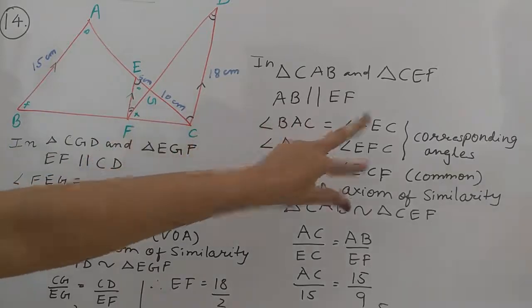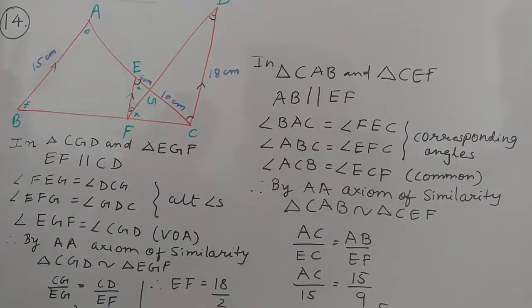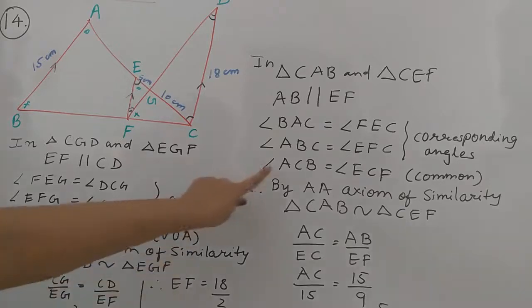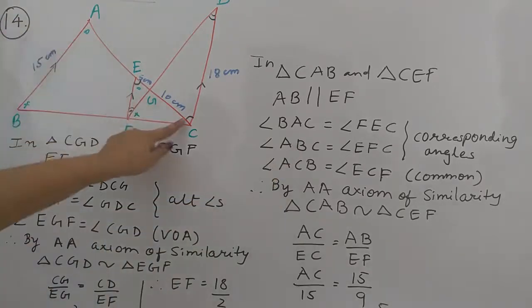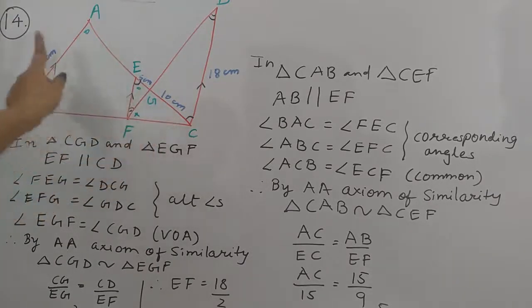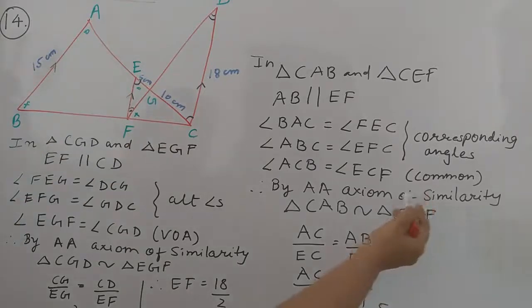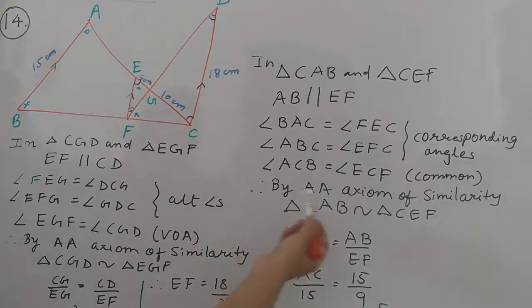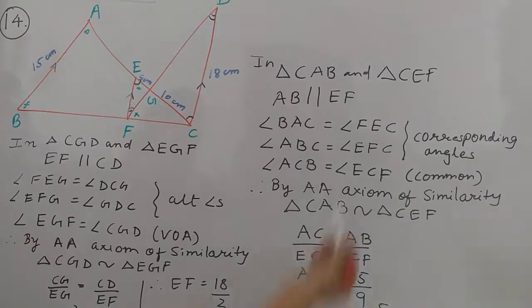So they are forming corresponding angles between two parallel lines. And angle ACB is equal to ECF. This angle is common to both the triangles, so I have written in brackets, common. So by the AA axiom of similarity, you can see the angles are equal in measure. So we can write triangle CAB is similar to triangle CEF by the AA axiom of similarity.